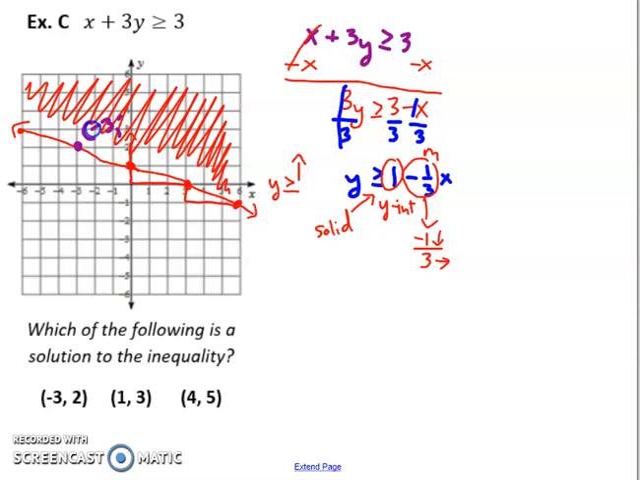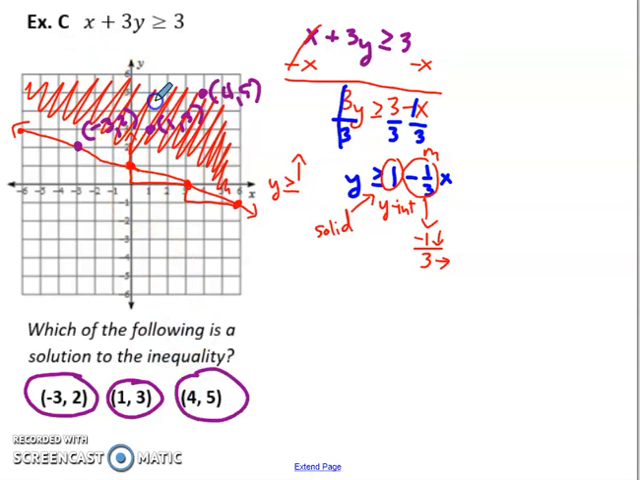Is our line included in our solution this time? It sure is, because it says "or equal to," solid line. This is part of our solution. Awesome. Okay, (1, 3). So I go 1, up 3. Hey, look at that. That's part of our solution as well. Okay, and then we have (4, 5). So if I go 4, up 5. Okay, this time all of them were in our solution. They should all make this true, right?